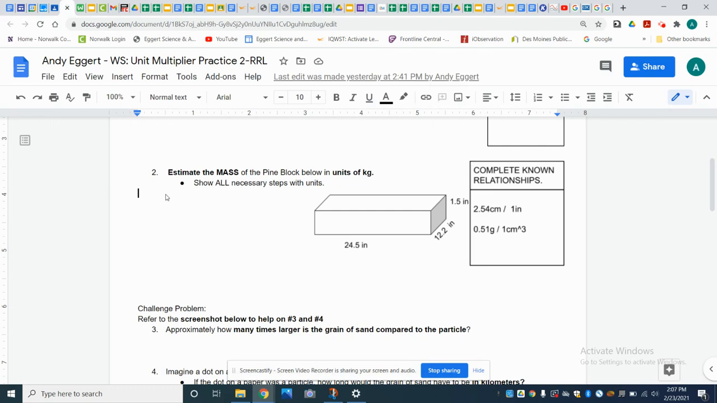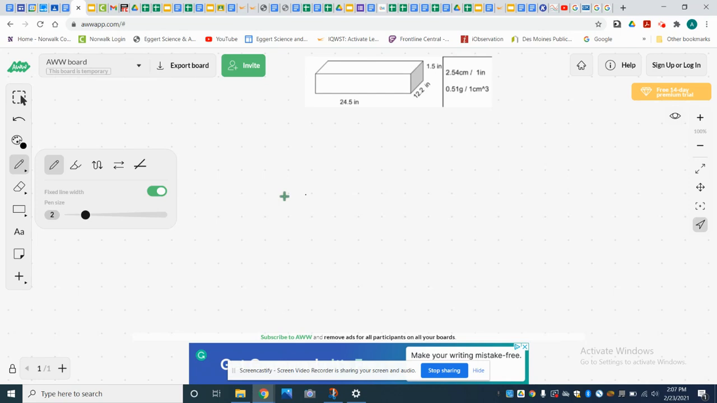Now the original question says, estimate the mass of the block in kilograms. You guys have to remember that if you're given something with volume and mass, the connection is density. So without density, you won't be able to make that jump between volume and mass. But since I want mass and I know volume's a way to get there, I'm going to determine the volume of this block.